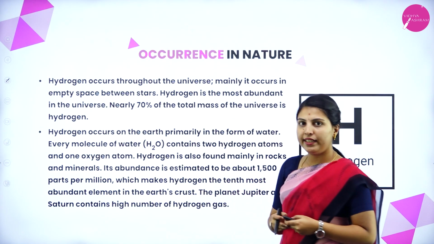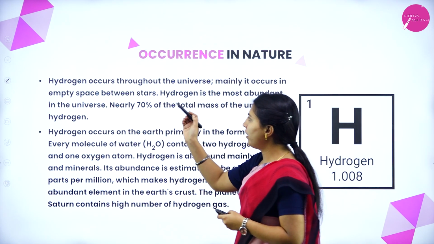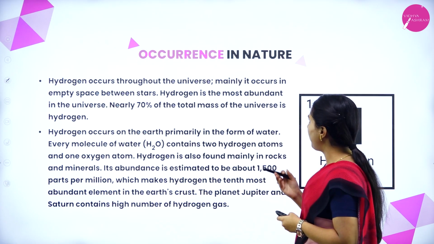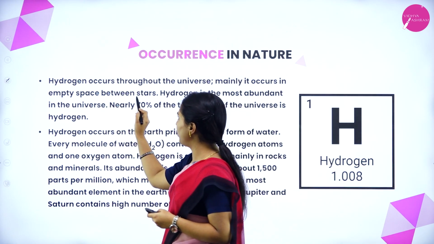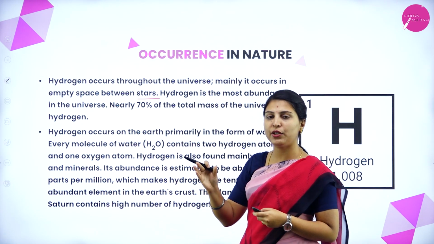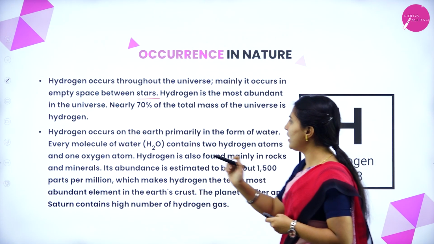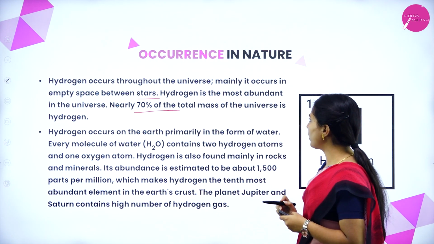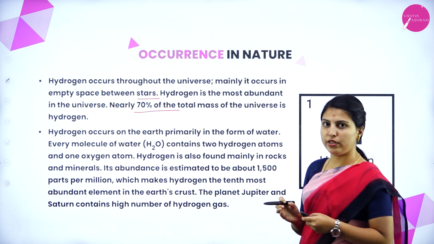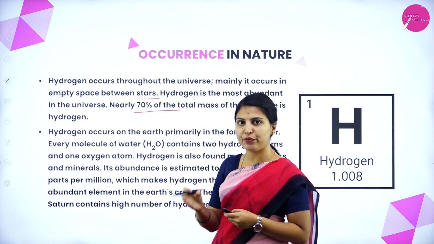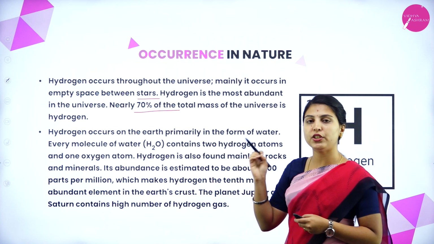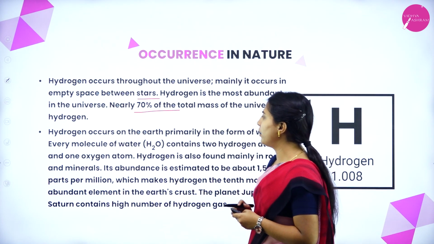First, occurrence in nature of hydrogen. Hydrogen occurs throughout the universe. Mainly it occurs in empty space between stars. Between stars it will be available. Hydrogen is the most abundant in the universe. Nearly 70% of the total mass of the universe is hydrogen. The occurrence is between the stars, and 70% of the universe contains hydrogen.